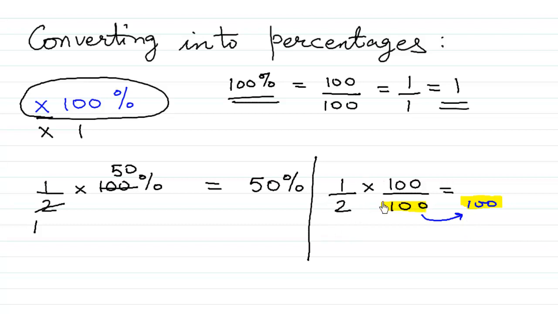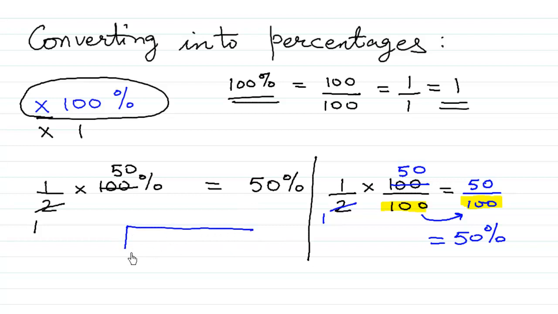And if I only cancel and multiply and divide the remaining numbers, we get 2 ones are 2, 2 50s are 100, and then 1 multiplied by 50 is 50. So it is nothing but 50 out of 100. And we know 50 out of 100 is 50 percentage. So in this way, 1 upon 2 can be represented as 50 percentage. And that's also very true.